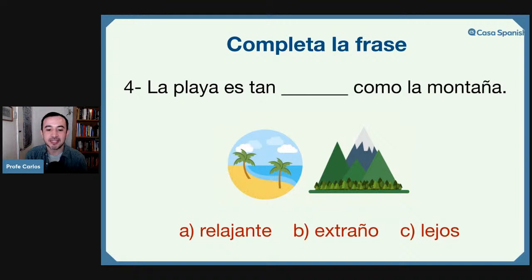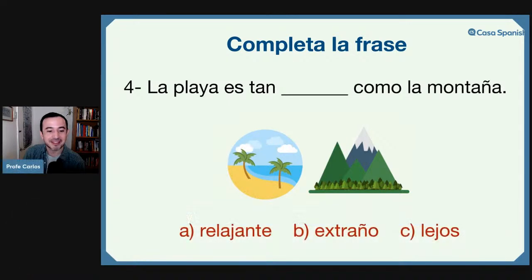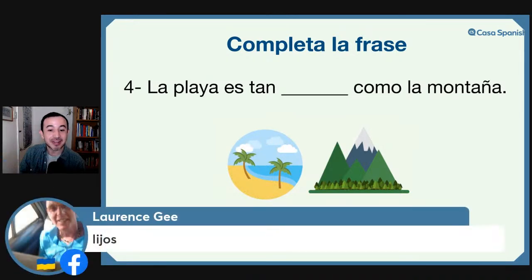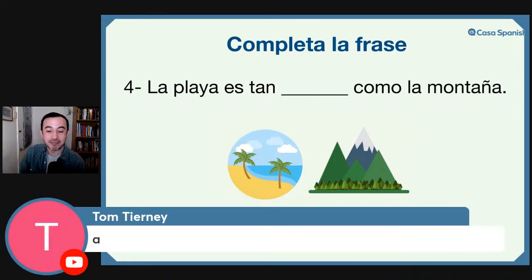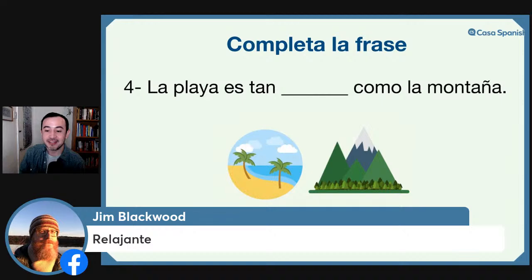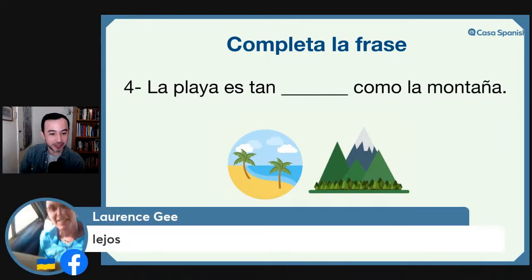Interesting. What would you say is the answer in this one? La playa es tan relajante como la montaña. O maybe la playa es tan extraño como la montaña. Oh, we have a first answer. Sandra is betting for relajante. Lawrence is betting for lejos. Tom for relajante. Jim for relajante. Oh, Lawrence, good. I like that you correct that one.